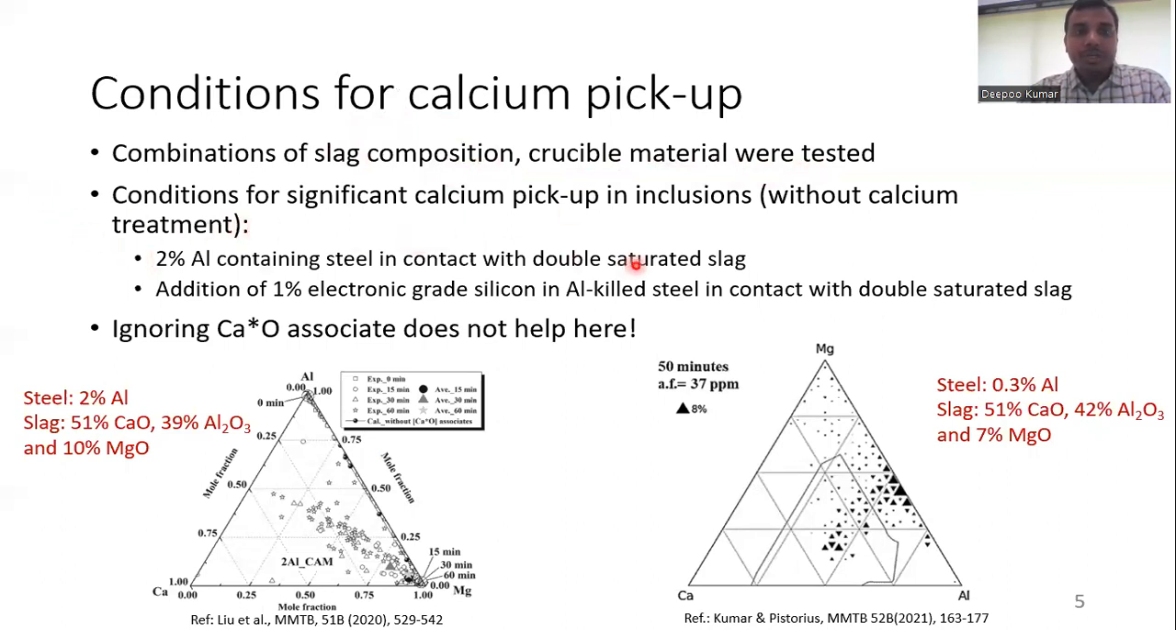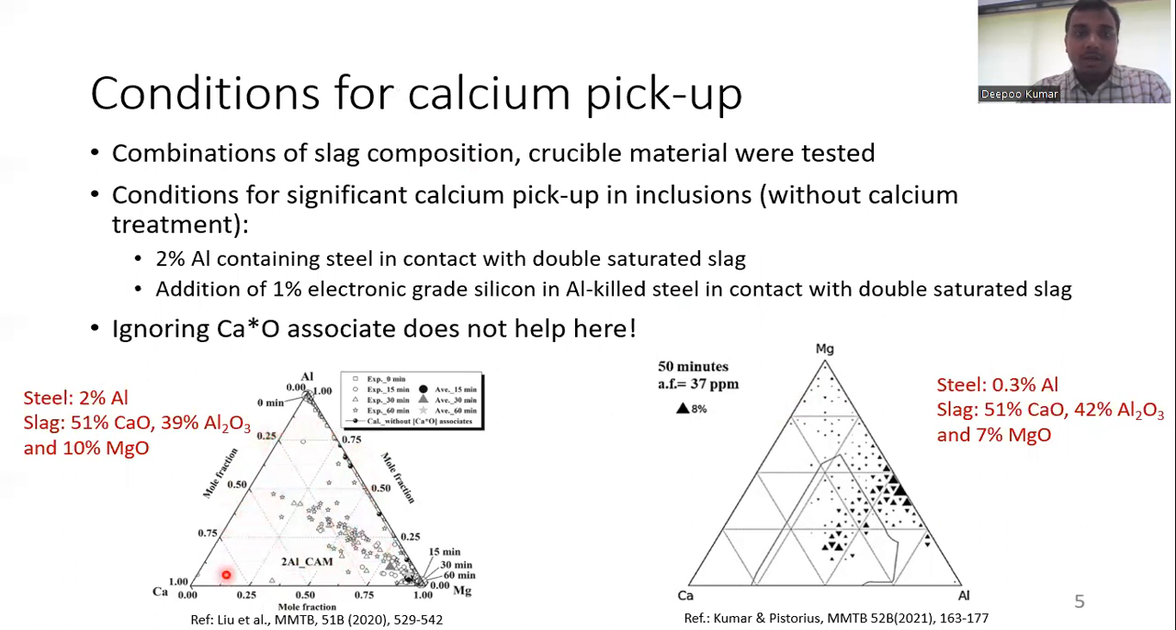And only in two particular cases we found significant calcium pickup. One was when you have 2 weight % aluminum containing steel that is in contact with double saturated slag that I was discussing in the previous slide. And then another case was addition of 1 weight % electronic grade silicon in aluminum steel in contact with again this double saturated slag. So you can see this 2 weight % aluminum containing steel, so significant calcium pickup.